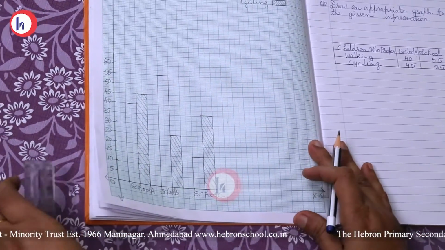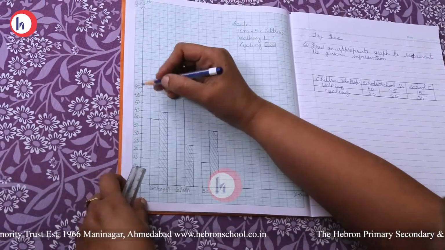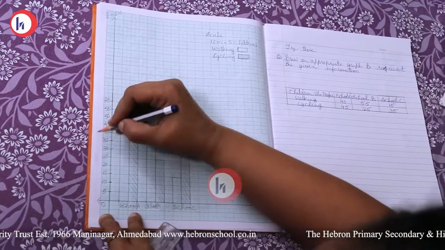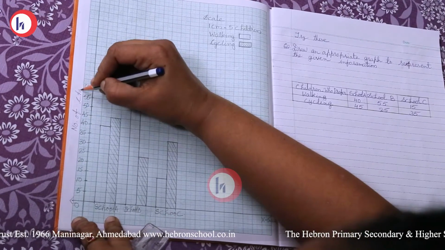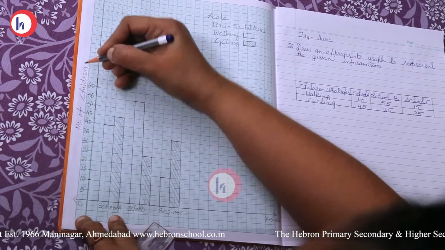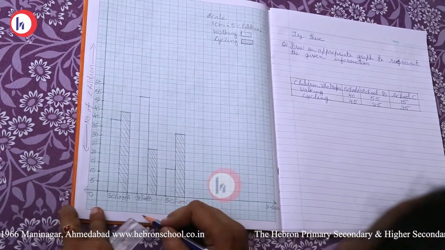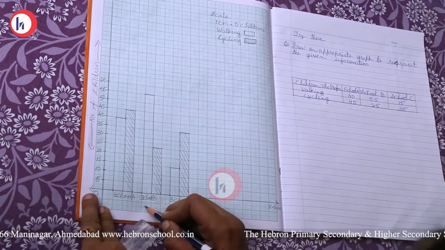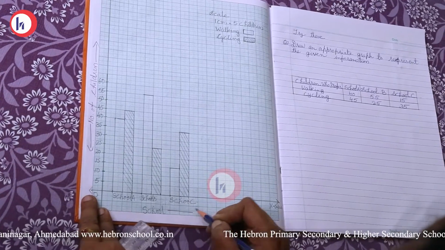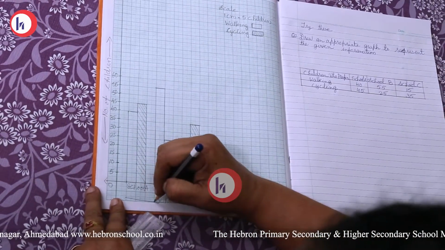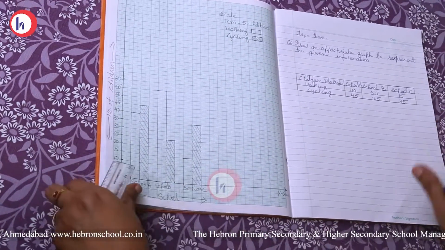And information should be written, that here it is what we said, a number of students, number of children. This is the schools which are. So this much information must be there in the graph. Okay.